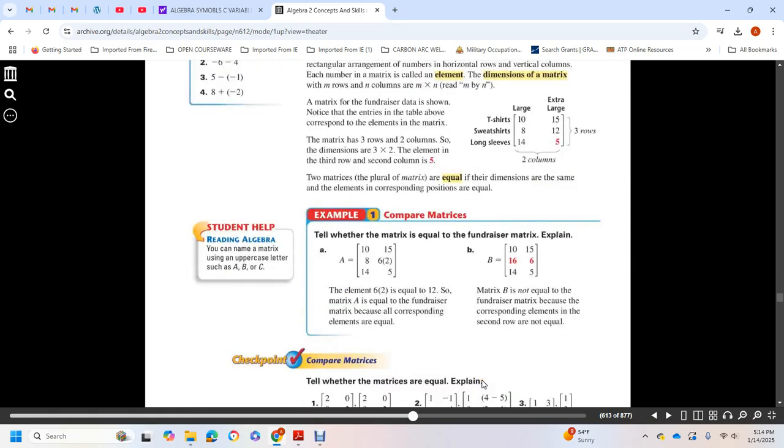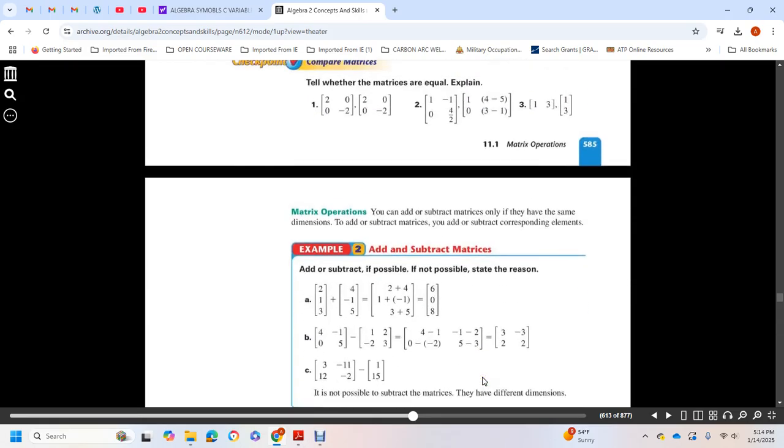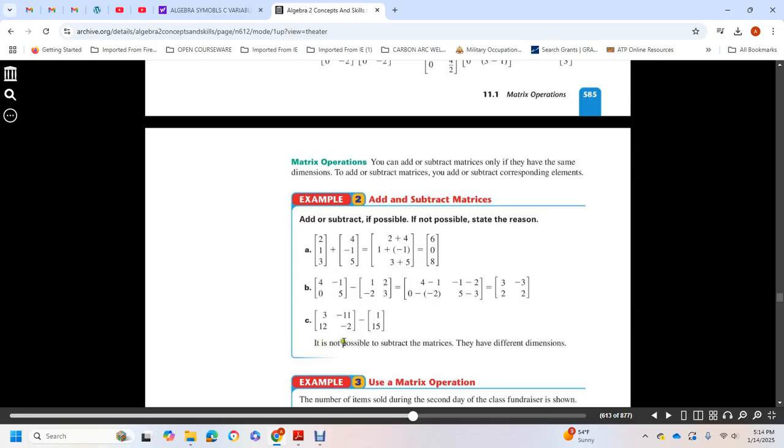So basically we have matrix operations. You can add or subtract matrices only if they have the same dimensions. To add or subtract matrices, you add or subtract the corresponding elements. They must have the same dimensions. It is not possible to subtract matrices with different dimensions. So a 2 by 2 matrix cannot be combined with a 1 by 2 matrix.